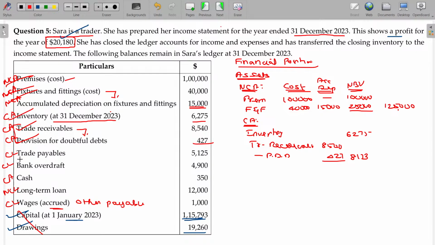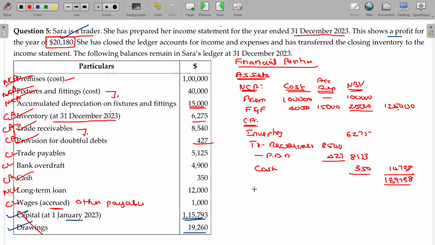Okay, then we have cash being the current assets. This value being 350. Current assets total being 14,738. Total of assets being 1,39,738.